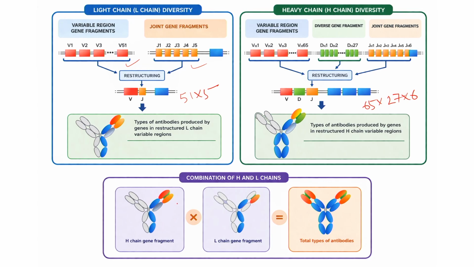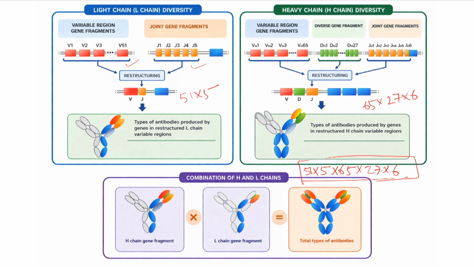And finally, when we rearrange it, there could be a possibility of 51 into 5 into 65 into 27 into 6. So one can understand, this gives you an idea of the variation and different kinds of possibilities which can lead to combinations, and how many different varieties of immunoglobulin can be produced using this algorithm. This is a very unique phenomenon happening in the B cell that leads to gene rearrangement and variation in the immunoglobulin chain. This is very critical in order to produce different repertoires of immunoglobulins in the human body.